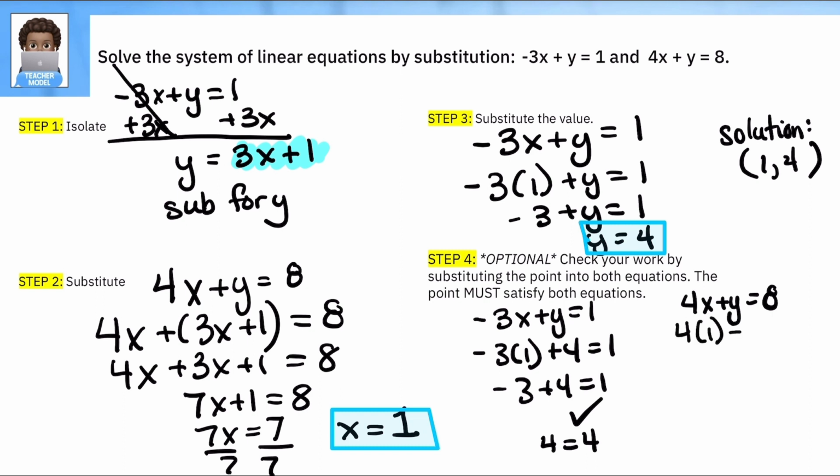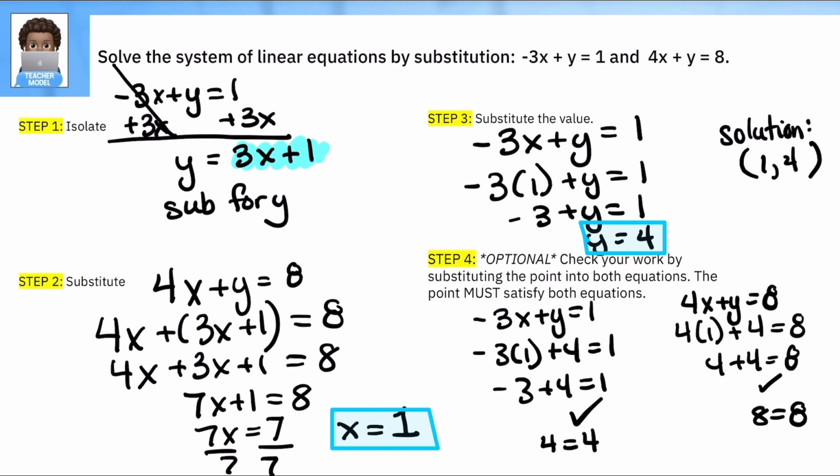4 times 1 plus 4 is equal to 8. 4 plus 4 is equal to 8. So I could already see it's the correct answer, but let's simplify it all the way to one term. 8 is equal to 8. So there we have it. That is how we use the substitution method. Isolate, sub, and we check our work.